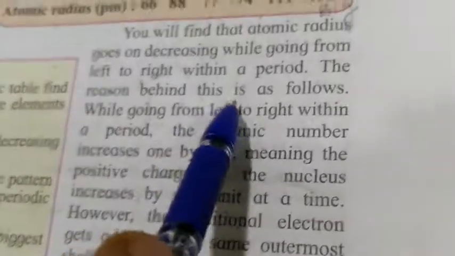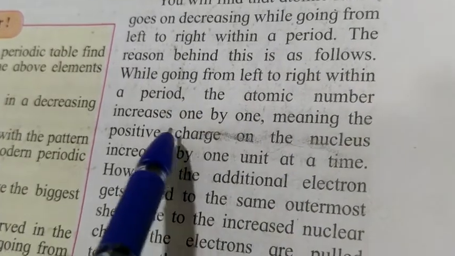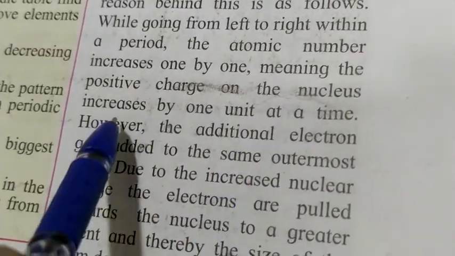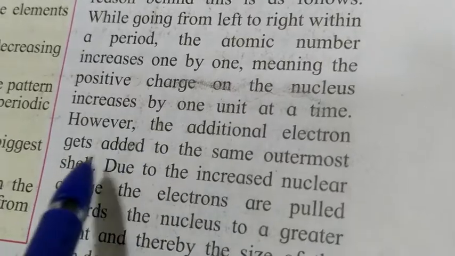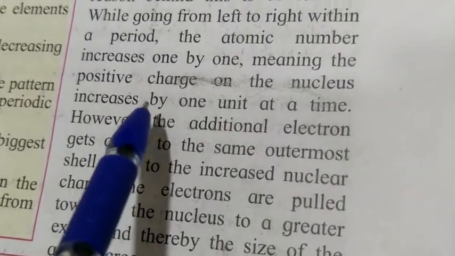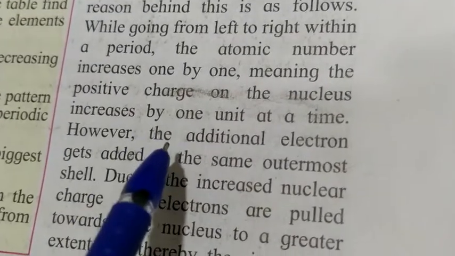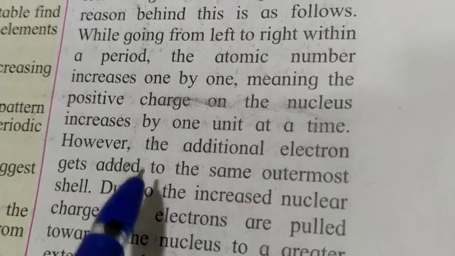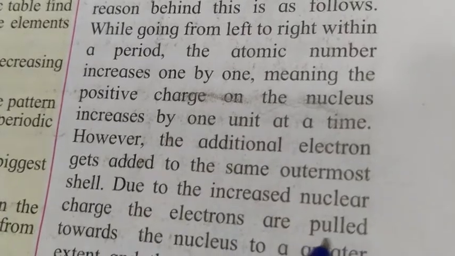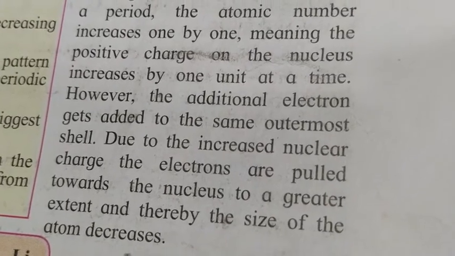The reason behind this is as follows: while going from left to right within a period, the atomic number increases by one, meaning the positive charge on the nucleus increases by 1 unit at a time. However, the additional electron gets added to the same outermost shell. So the electrons are adding, but they are adding in the same shell. Shells are not increasing here, only electrons are adding in the same shell. Due to this increased nuclear charge, the electrons are pulled towards the nucleus to a greater extent, and thereby the size of the atom decreases.